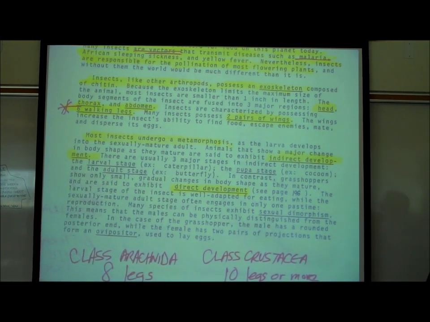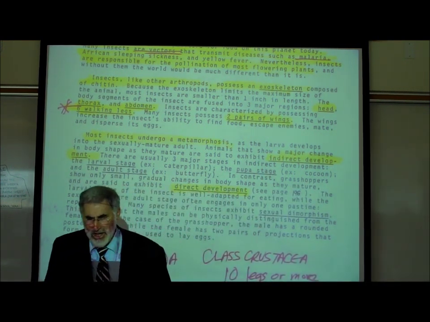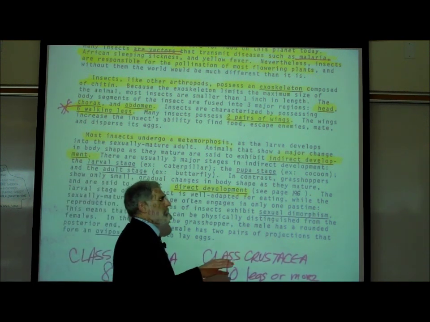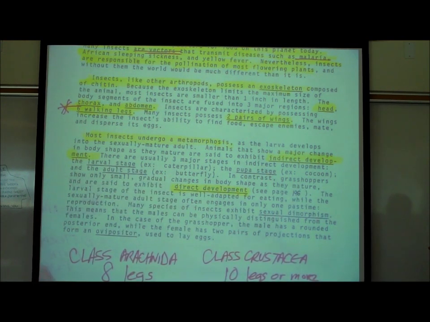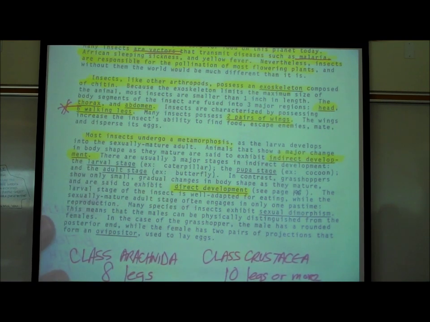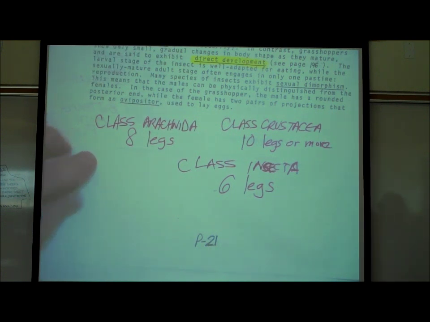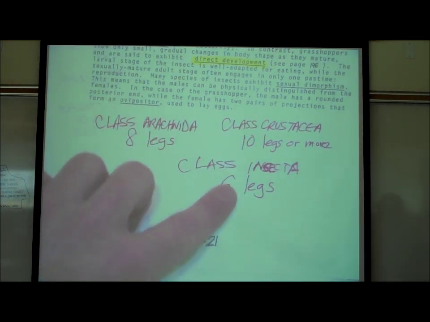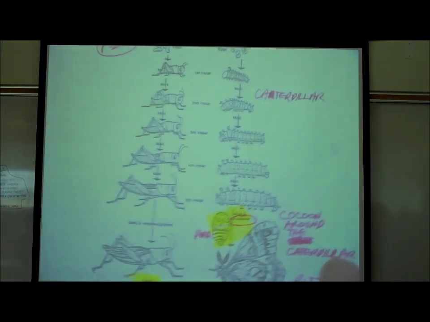Now, most insects undergo a change called metamorphosis. But some, it's a subtle metamorphosis, and some, it's a dramatic metamorphosis. Incidentally, as far as these legs, I just summarized this here at the bottom, but you've already got it. Arachnids, 8. Crustaceans, 10 or more. Insects, 6. But anyhow, look on the next page, P22.